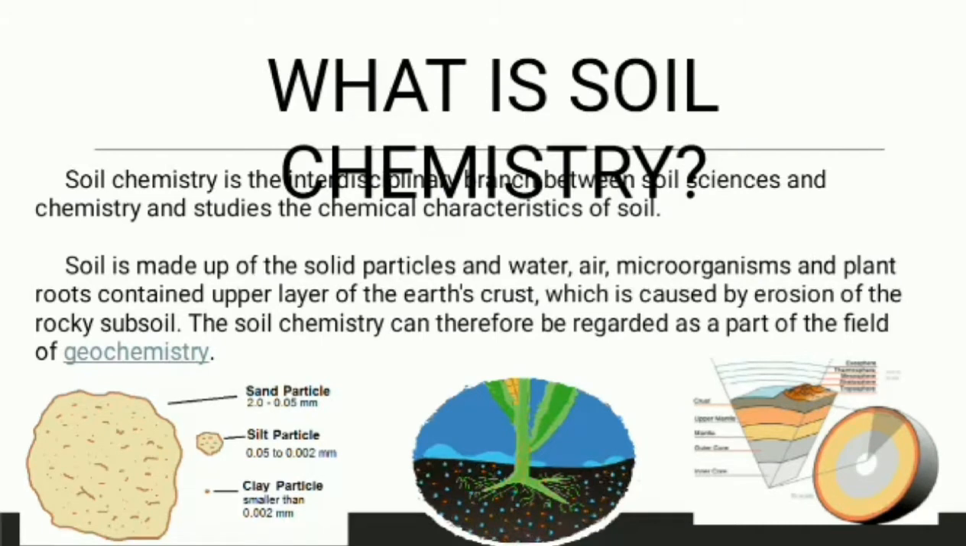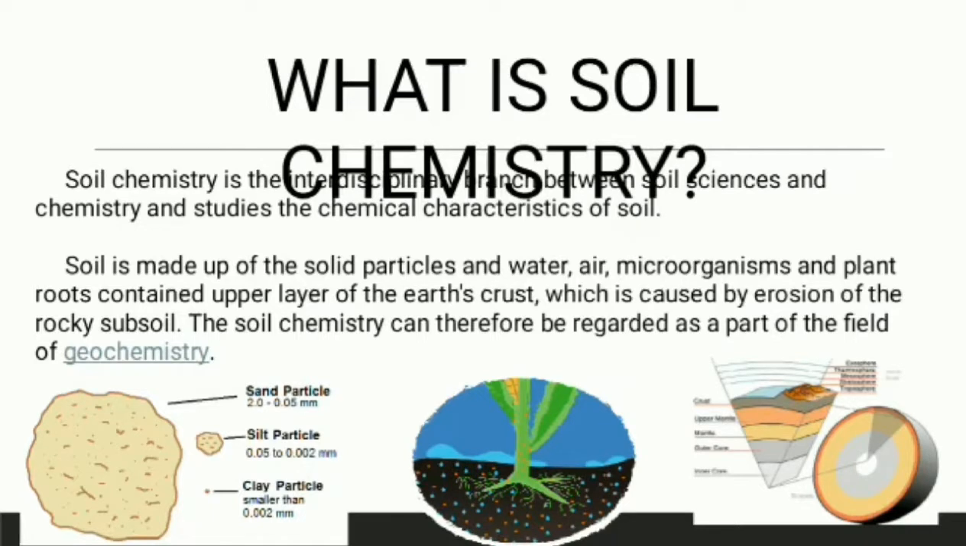So, what are the main components of soil? The four components of soil include mineral, 45%; organic matter, 5%; air, 25%; and water, 25%.